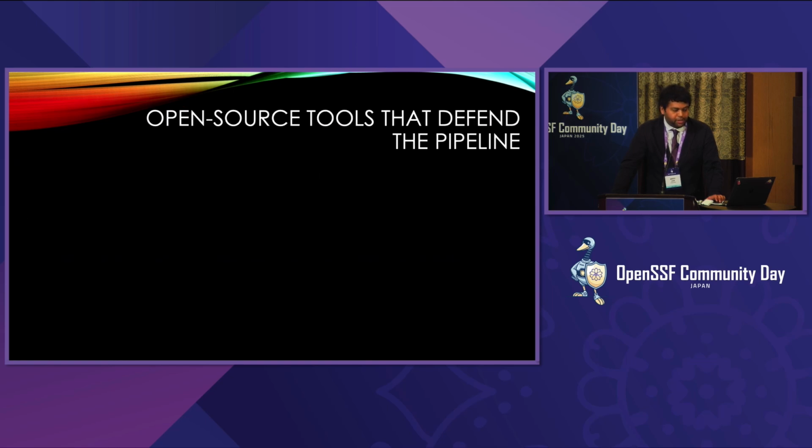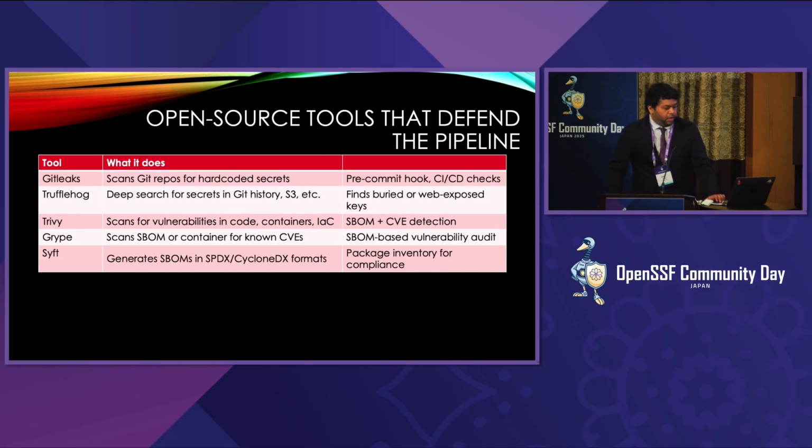So, open source tools that can defend your pipeline. Now, these are some of my guidelines and recommendations which you can use. The first being Gitleaks. Gitleaks, as I mentioned, will look for hard-coded secrets. Trufflehog will do the same thing. If you're looking at SBOM, there are some tools which you can use, like Trivy, Grype, or Syft.